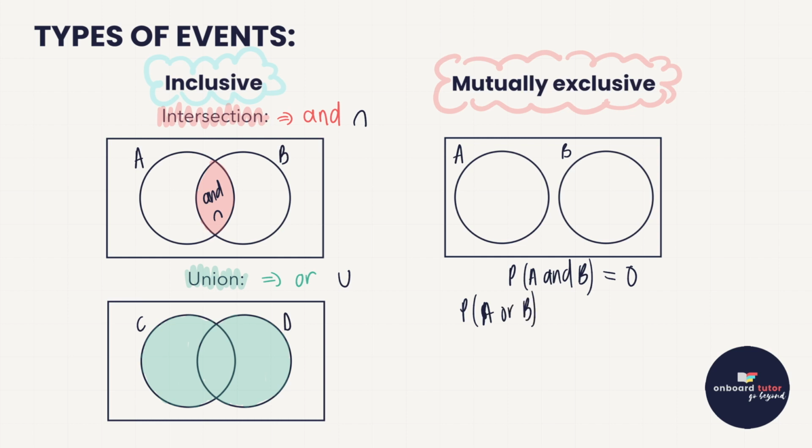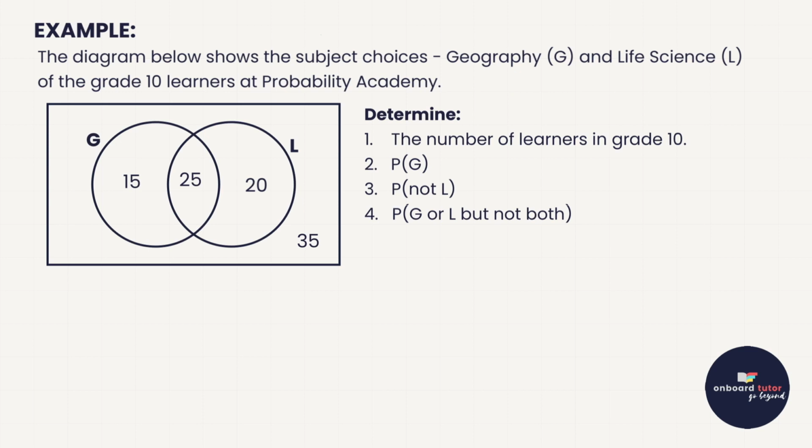Then that would simply be the probability of A plus the probability of B. So just like it was here, C or D, and the intersection. But here there is no intersection, so just the probability of A plus the probability of B. Now let's put that terminology and our understanding to the test.